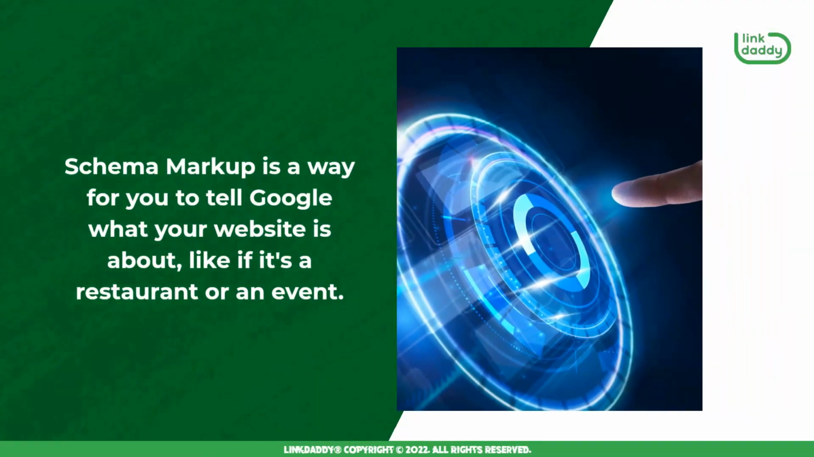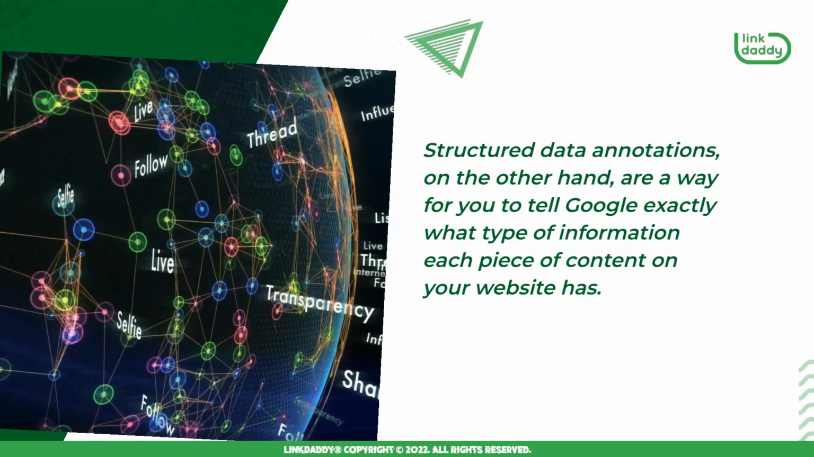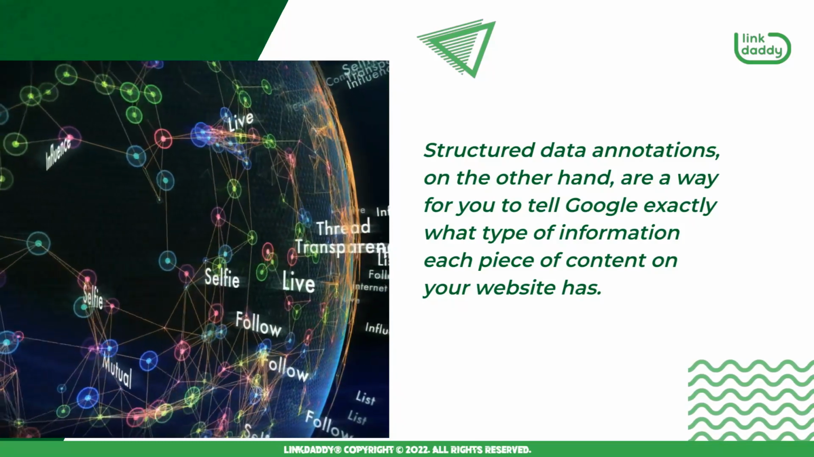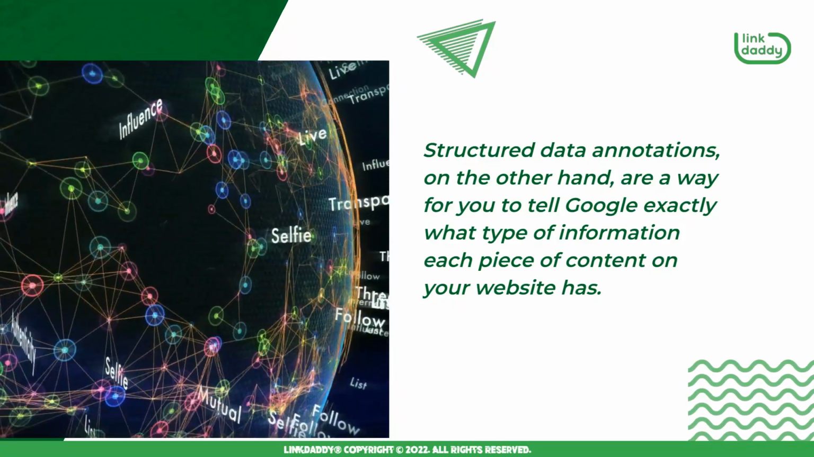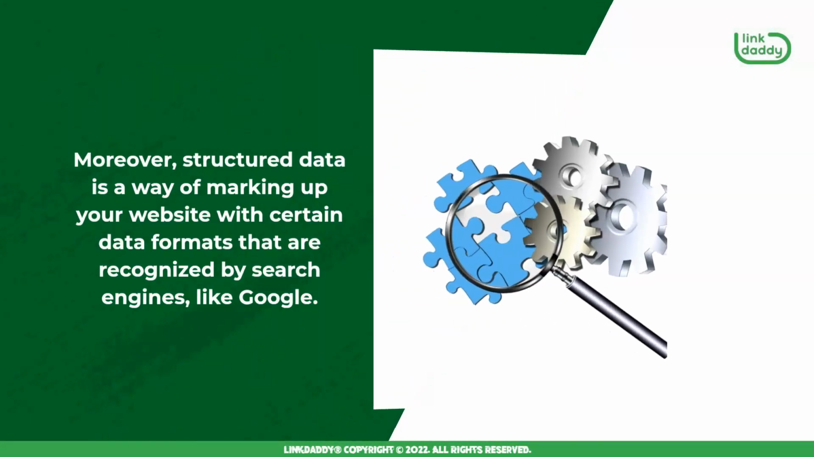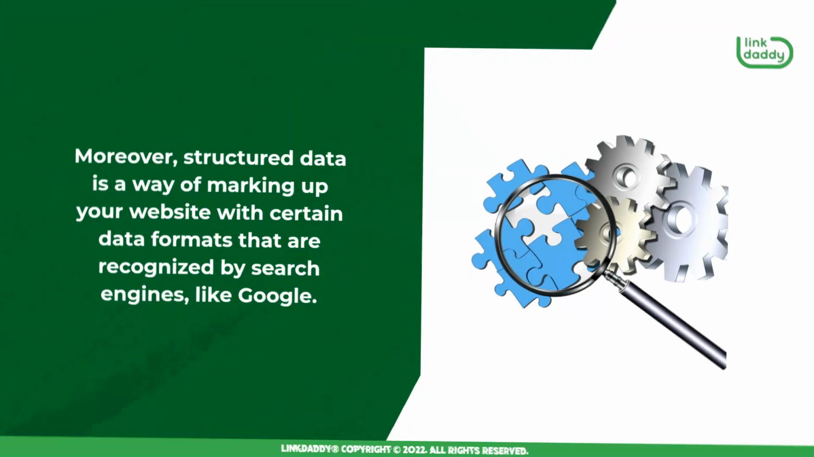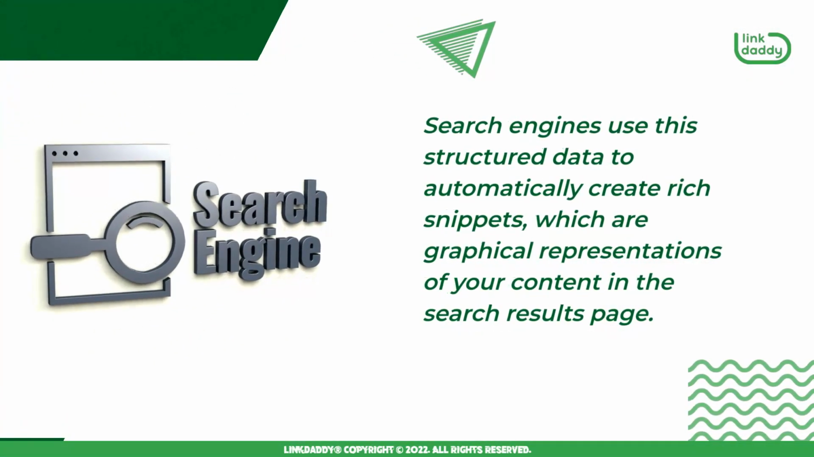Schema markup is a way for you to tell Google what your website is about, like if it's a restaurant or an event. Structured data annotations, on the other hand, are a way for you to tell Google exactly what type of information each piece of content on your website has. Moreover, structured data is a way of marking up your website with certain data formats that are recognized by search engines, like Google. Search engines use this structured data to automatically create rich snippets, which are graphical representations of your content in the search results page.